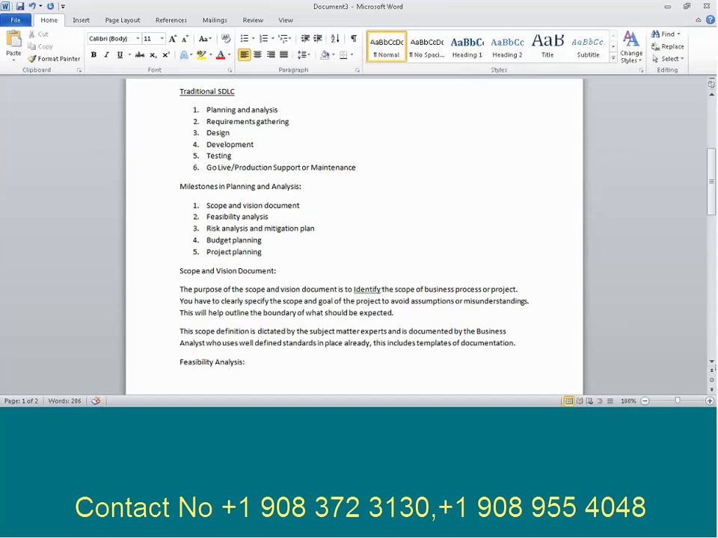It won't say a template for a scope. Depending on the client and the process they follow, it may say scope definition, or scope and vision definition. It could be named differently. It could say project summary, project vision. It could have 100 different names, but the meaning of the definition is the same.